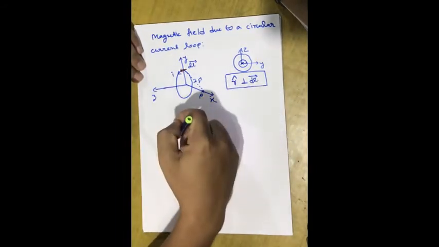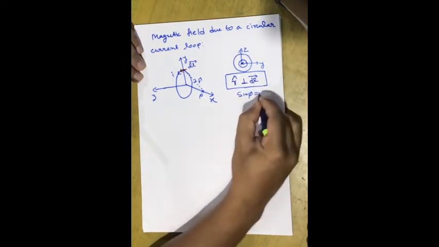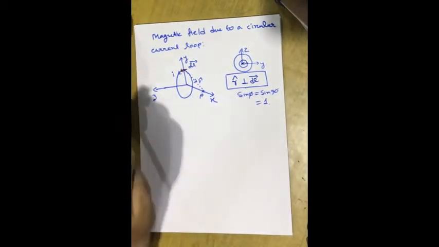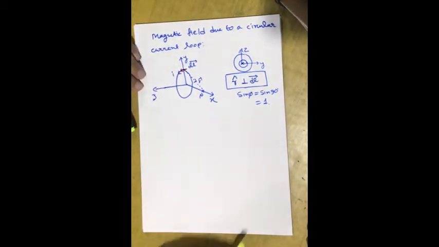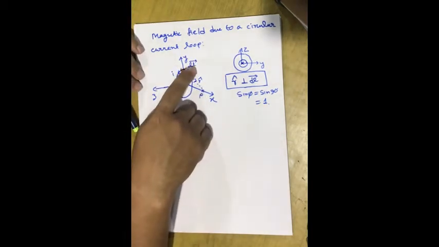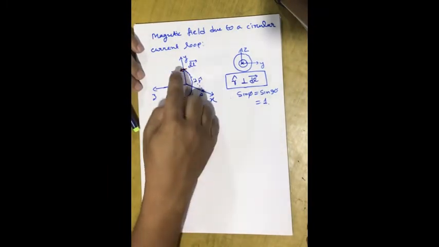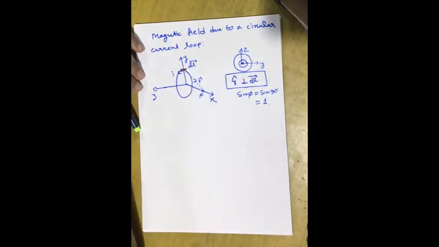In the previous derivation, we took the angle between r cap and dl as phi. Therefore, sine phi in this case, sine 90 degrees, will be equal to 1. This is the first thing you have to notice before doing the derivation. Now, as done in the previous case, I am first going to find the magnitude of the magnetic field at the point P due to the current in the element dl. Once I get this value, I can integrate over the whole circular loop, and then we can find the magnetic field at the point P.